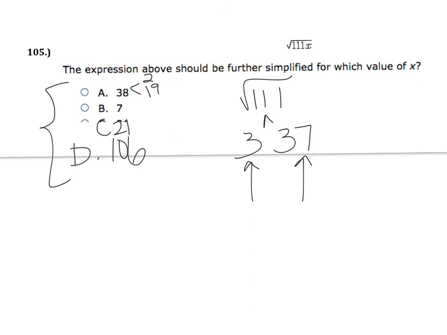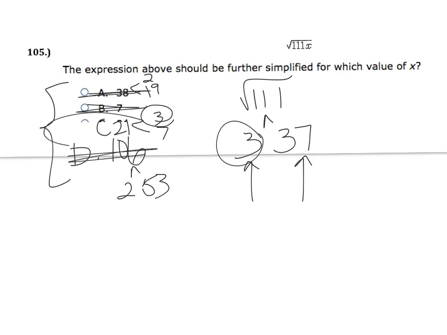7 is a prime number, and that's not 3 or 37. 21 we can break down to 3 and 7. So that has a prime factor of 3. And then if we just want to double check, 106 is going to be 2 and 53, which is not going to work. So it's going to be C, 21. So you're looking to see, of the number that you have when you factor it out, what prime number does it share with one of your answer choices?